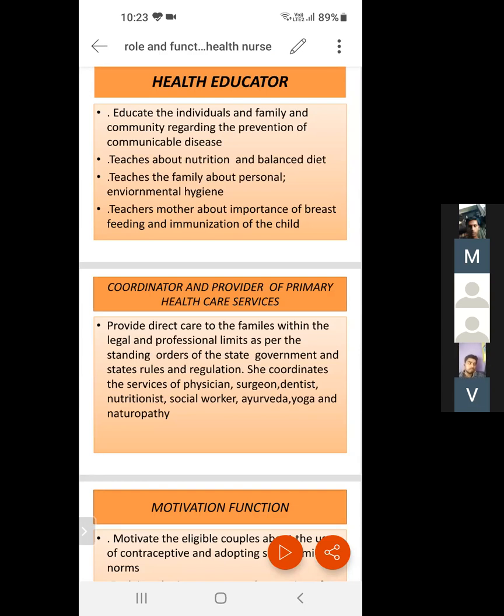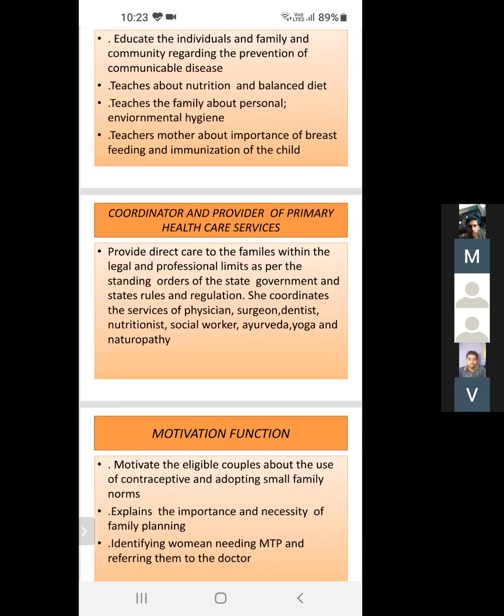Coordinator and provider of primary healthcare service. Coordinator means one coordinator is there, no? One member is there for the coordination. She will coordinate all people and she will do the work. Provide direct care to the families within the legal and professional limits as per the standing orders of the state government and state rules and regulations. She coordinates the services of physician, surgeon, dentist, nutritionist, social worker, Ayurveda, yoga, and naturopathy.